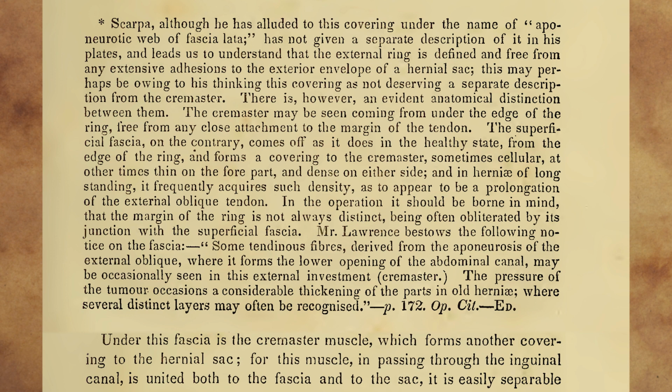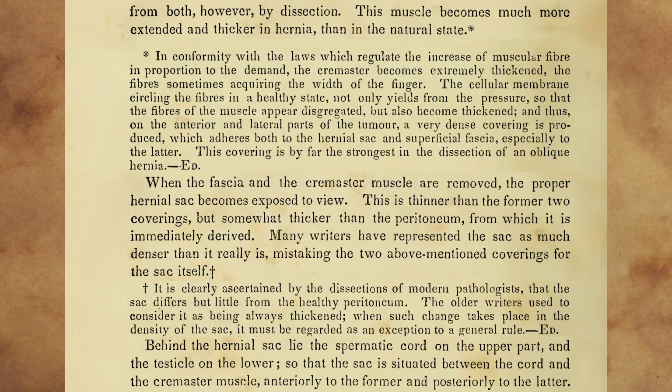The pressure of the tumor occasions a considerable thickening of the parts in old herniae, where several distinct layers may often be recognized. See plate, page 172, opposite ed. End of footnote. Under this fascia is the Cremaster Muscle, which forms another covering to the hernial sac. For this muscle, in passing through the inguinal canal, is united both to the fascia and to the sac. It is easily separable from both, however, by dissection. This muscle becomes much more extended and thicker in hernia than in the natural state.